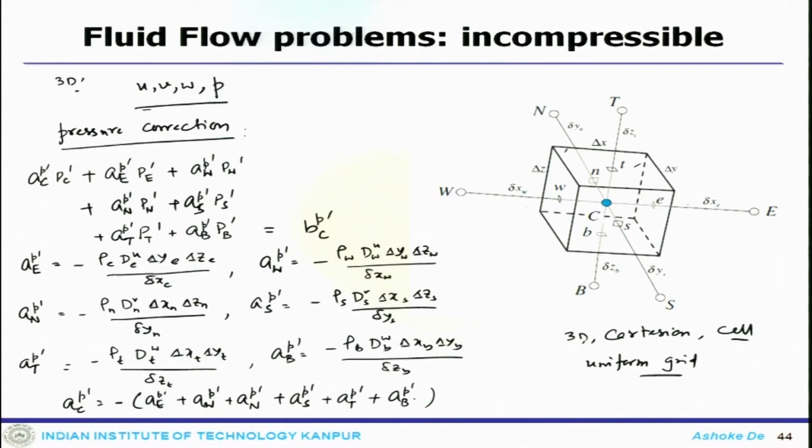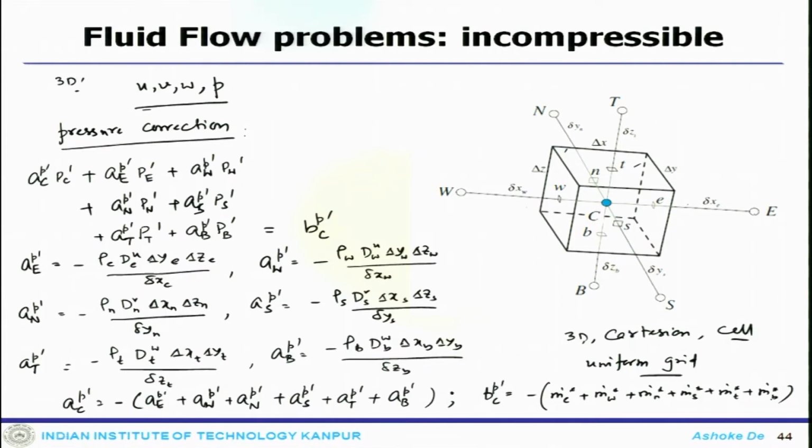So, the negative of all these coefficients, and mass conservation would get the source term which is B C P prime equals to minus m dot E star plus m dot W star m dot N star m dot S star m dot T star plus m dot B star. So, that is what you get for all the coefficients in 3-dimensional system.